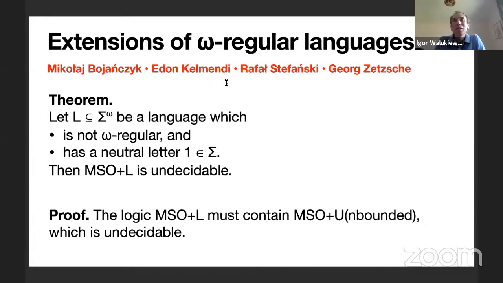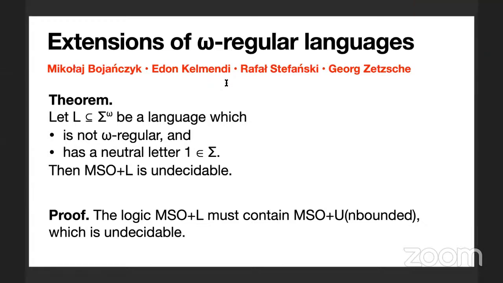Okay, thanks. Then Anka maybe can pose her question. Yeah, so maybe I can ask another question first. So why the neutral letter? Can you replace it by something else? So what's the reason for the neutral letter? So the neutral letter, well, the theorem would be false without this assumption. So there exist choices of L which are not omega regular and do not have a neutral letter, such that MSO plus L is decidable.